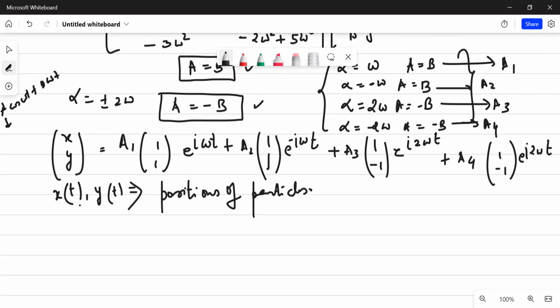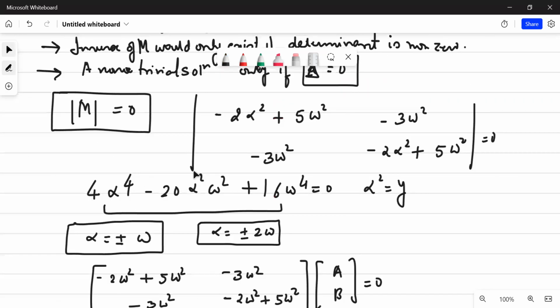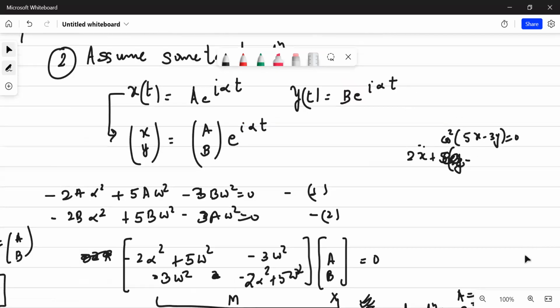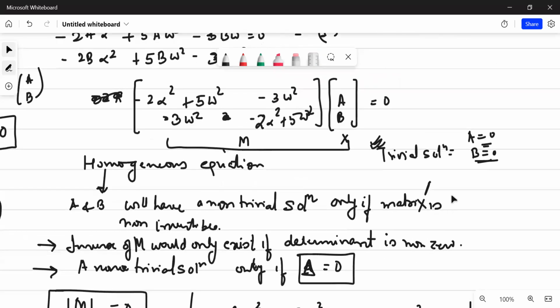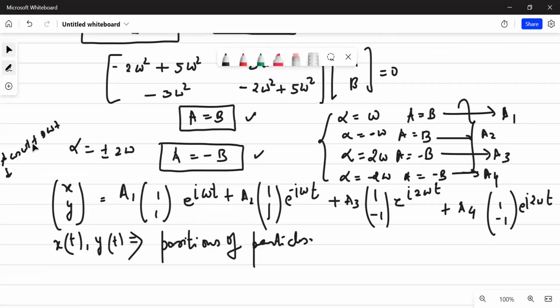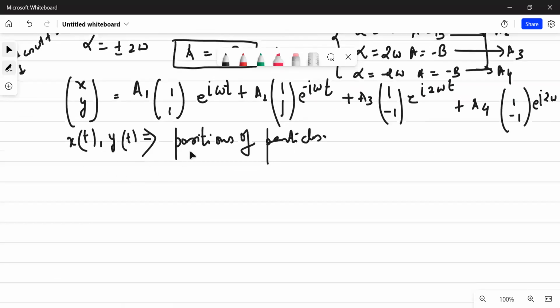Physically, if you think, what is x as a function of time and y as a function of time, it tells you what would be the position of particles which are governed by this coupled differential equation. Okay, so in any case, one should understand that these are real things. So what we'll do is a certain trick that will make it real.